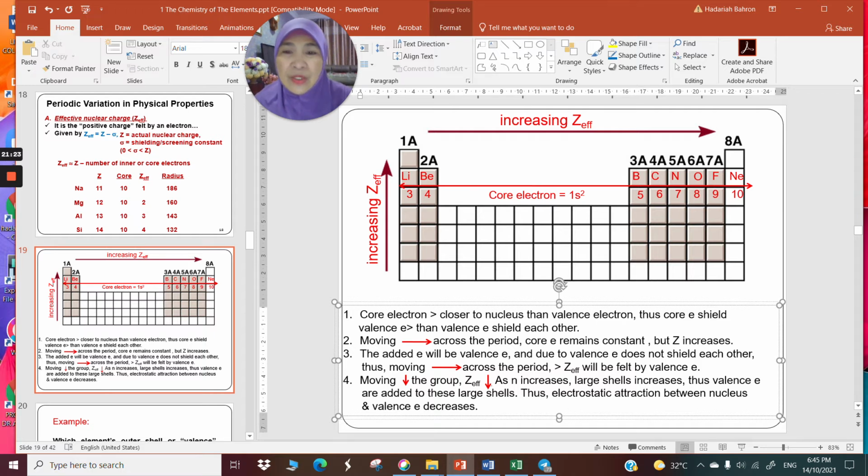But going down the group, obviously, as the shell goes from shell 1 to shell 2 to shell 3, shell 4, it will become bigger. Going down the group, the size will become bigger. Going to the right across the period, the size will become smaller. Okay?